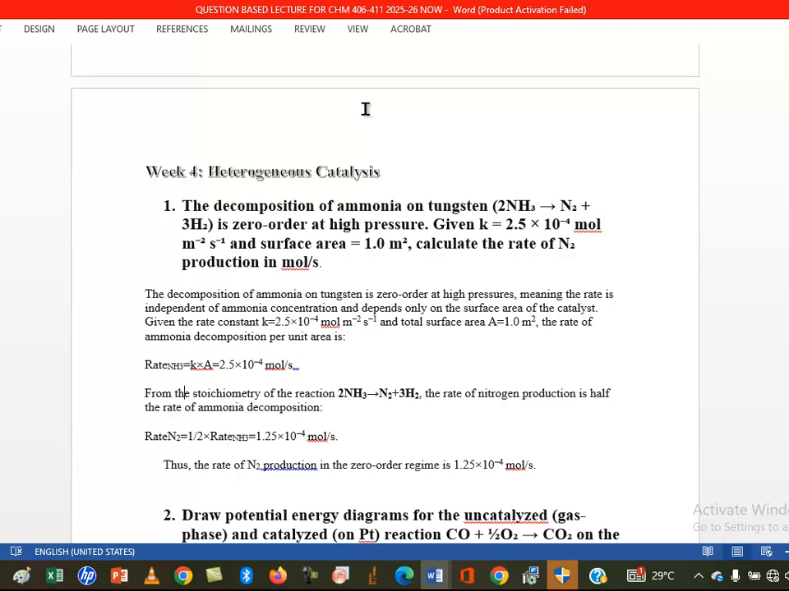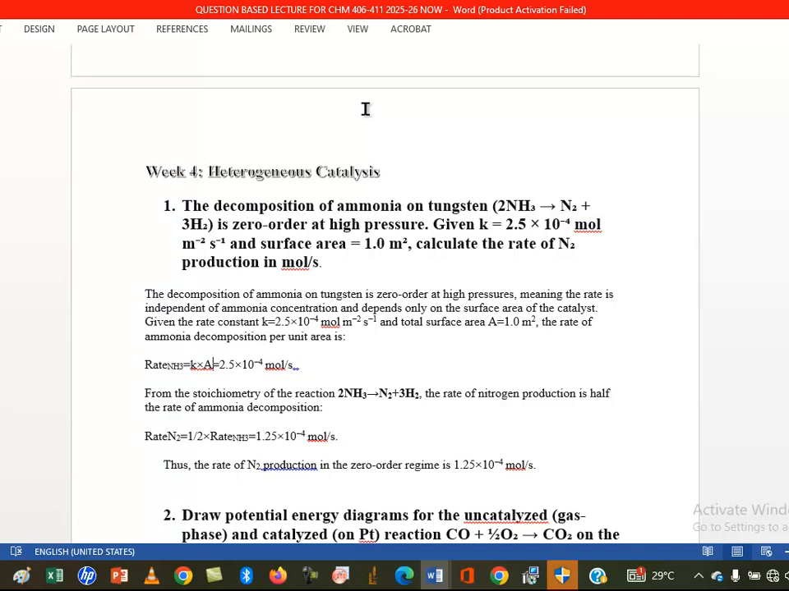This is quite an easy one. All you need to do is go straight to the solution, which is just this. That is your solution. So you talk about rate. Rate is equal to k times a, and a is equal to 1, so you can see surface area is 1. k is 1 times 2.5 times 10 raised to power minus 4, which we know is the same thing as 2.5 times 10 raised to power minus 4. So that's what you get here.